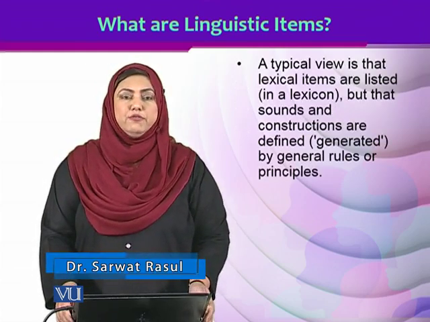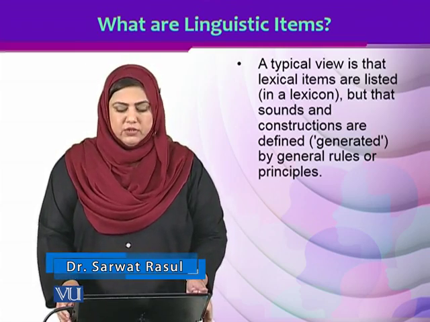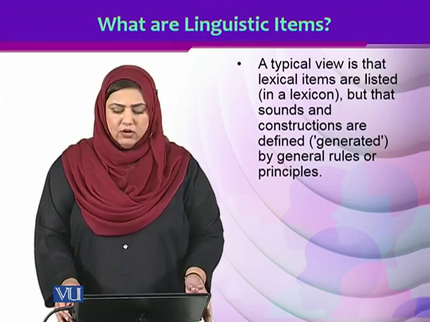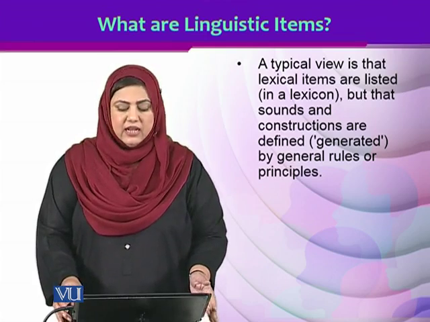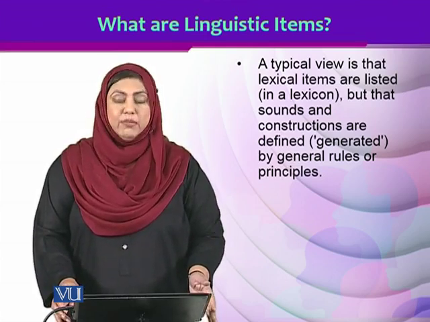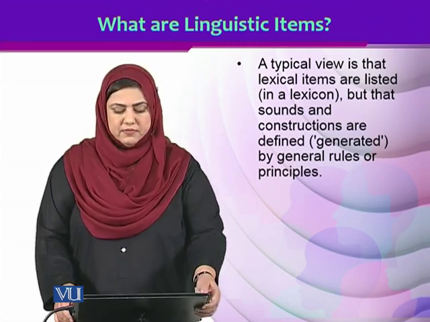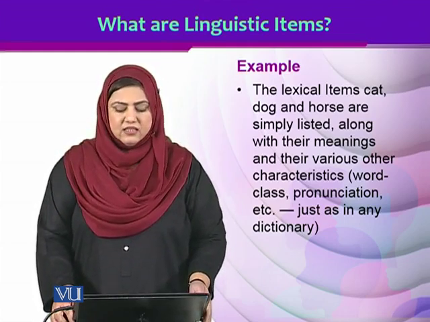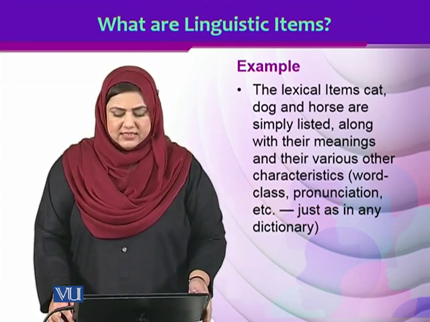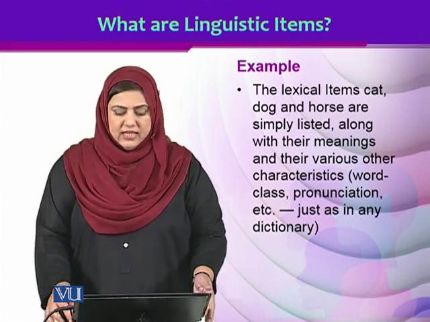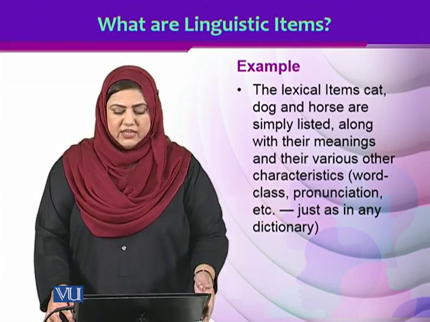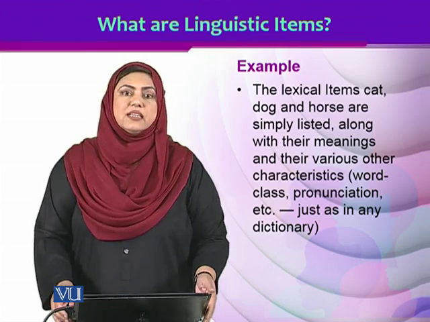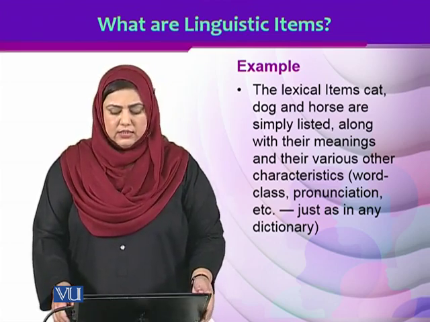Well, my dear students, if we take a very typical view, the typical view is that lexical items are listed, that is, listed in a lexicon, but that sounds and constructions are defined, that is, generated by general rules or principles. If I give you an example, the lexical items such as cat, dog, and horse, these are simply listed. They are listed along with their meanings and their various other characteristics, for example, in a dictionary. Whereas when it comes to sounds or when it comes to other constructions, it is not so the case.